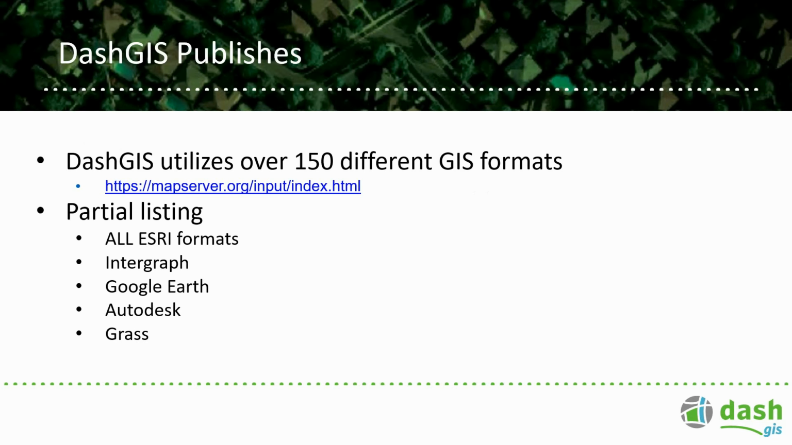Dash utilizes over 150 GIS formats. It means it can publish it. It's because it's built on the MapServer engine that the OGC, the Open GIS Consortium, puts out. The partial listing of GIS formats that Dash reads are all the ESRI formats: Intergraph, Google Earth, Autodesk, GRASS, pretty much any mainline GIS package out there from within the United States and outside the United States, Dash can read.